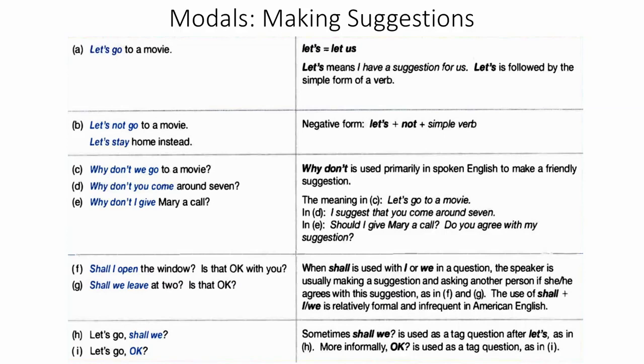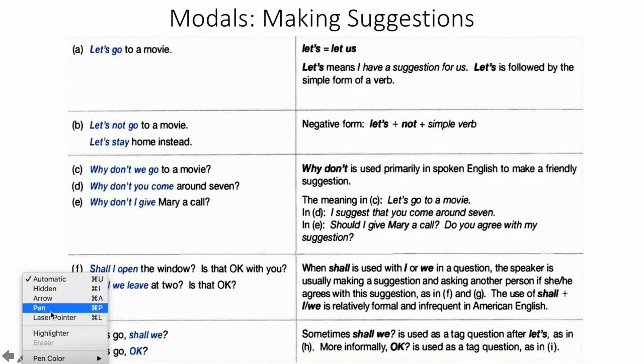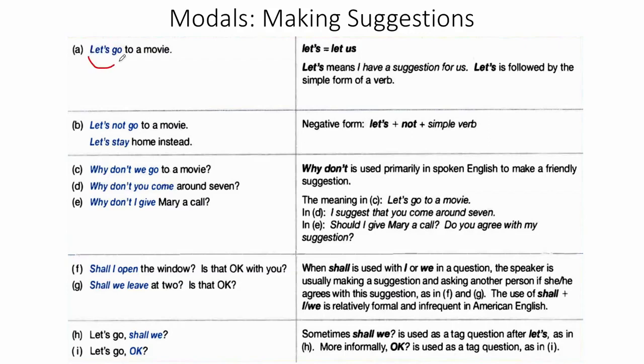And the modals we can use are as follows. So the first example, we have the modal let's. Okay, let's go to a movie. And let's means I have a suggestion for us, because here let's is an abbreviation for let us. It means I have a suggestion for us. Let's is followed by the simple form of the verb. So if you look here, we have the simple form of the verb go after let's.